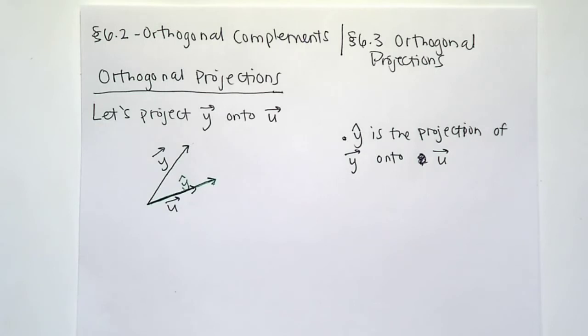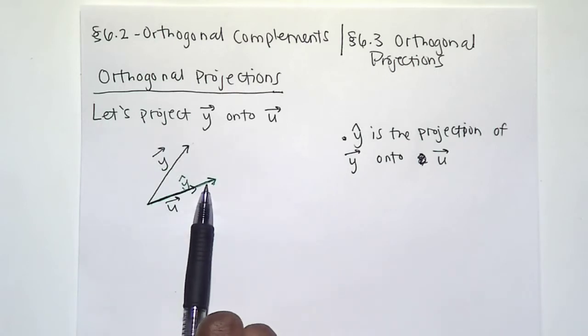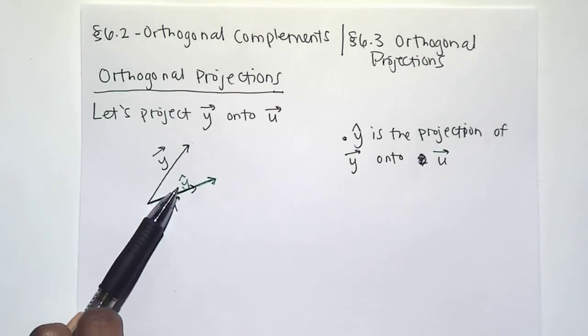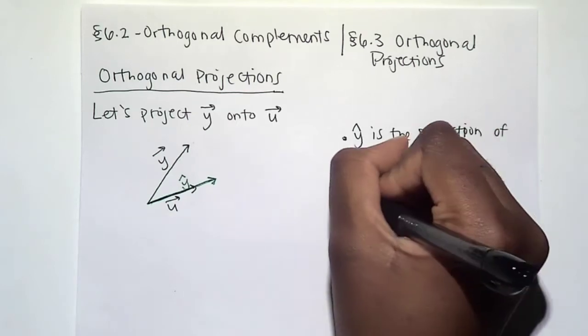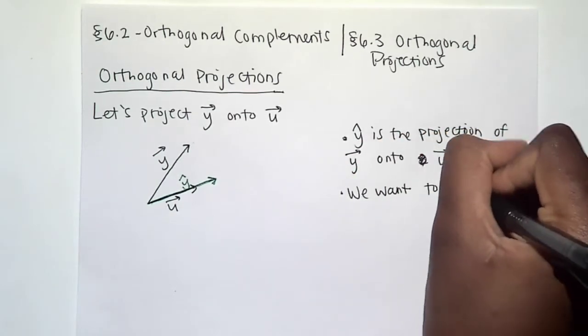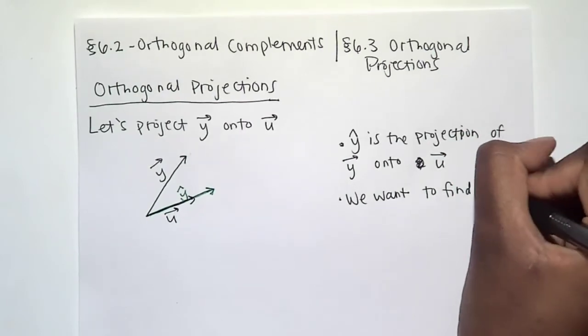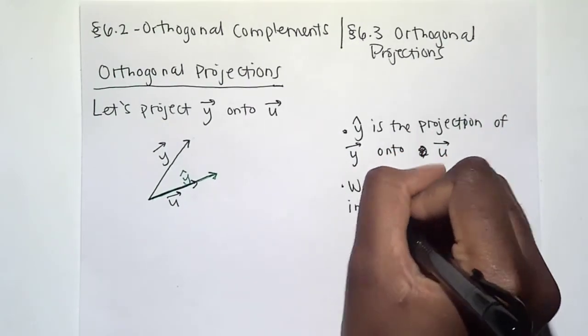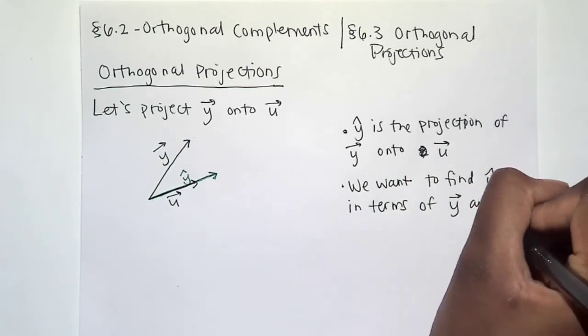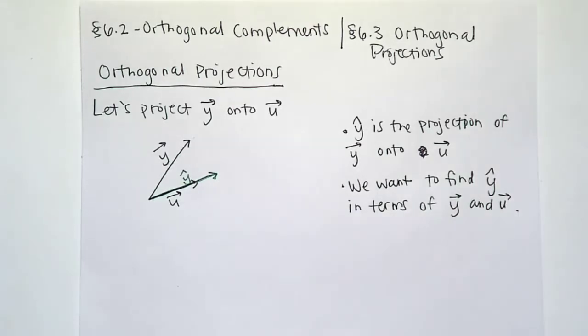All right, so what we want to do in this lecture is figure out how to come up with a formula for y hat. So if we know what y and u are, could we write y hat in terms of these two vectors we already know? So we want to find y hat in terms of y and u. So that's going to be our goal for this video.